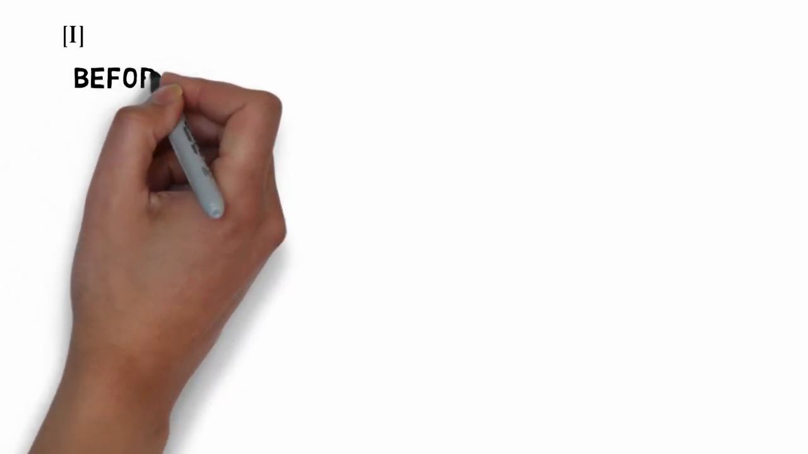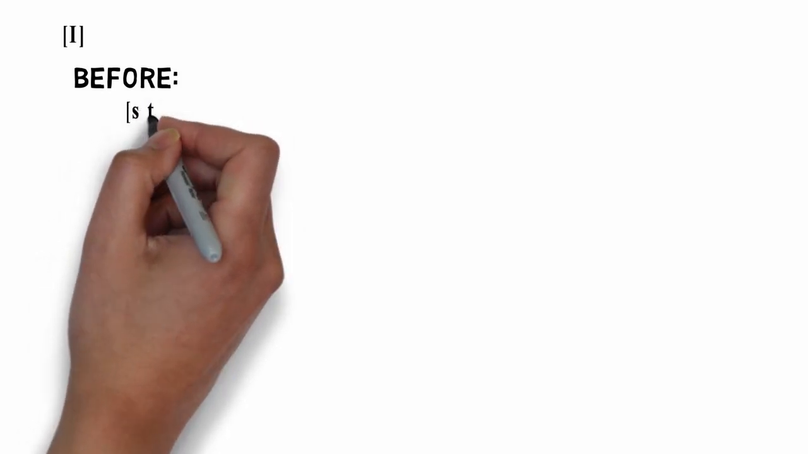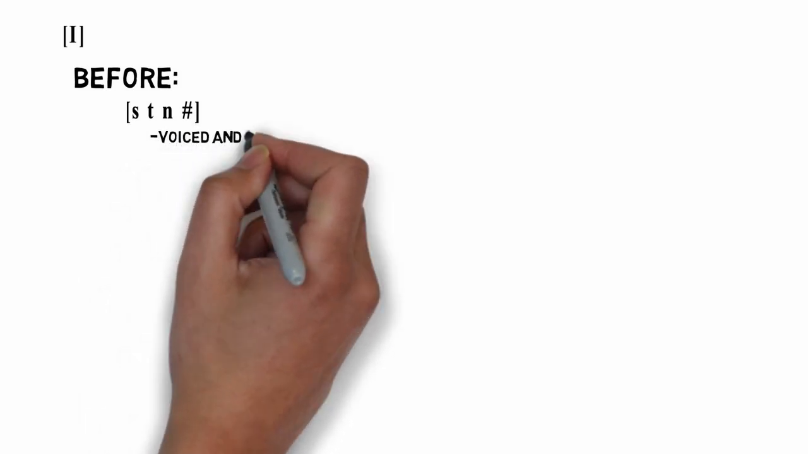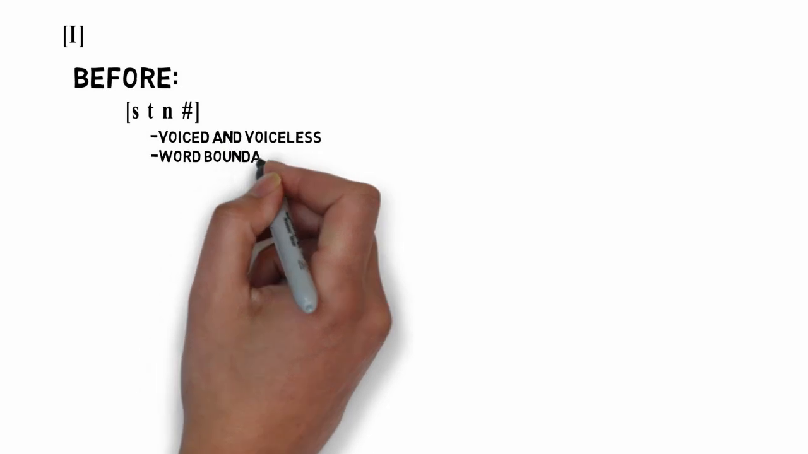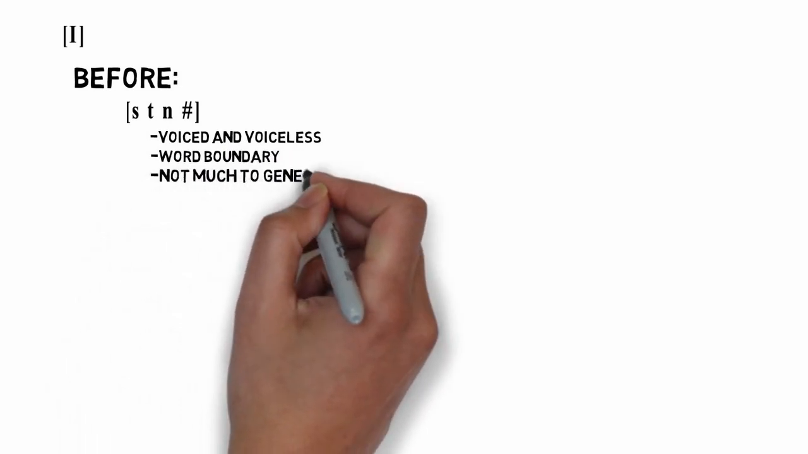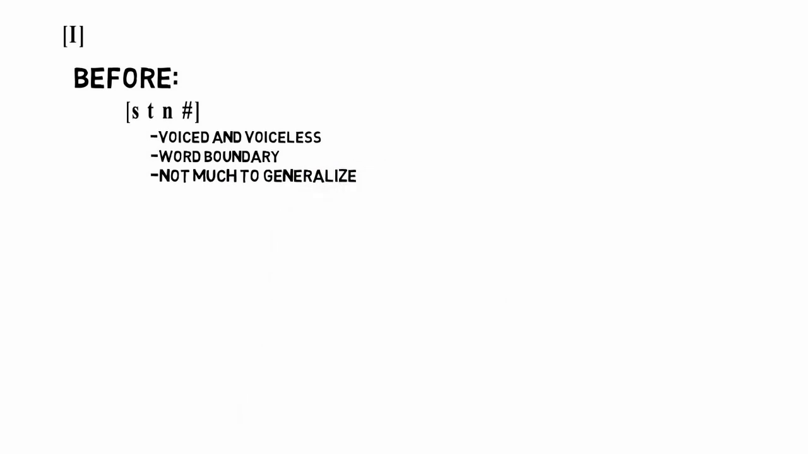Let's do the same thing for I. So everything before is s, t, n, and the start of a word. So here we have voiced and voiceless consonants, but then some things that aren't consonants, like a word start. There's not a whole lot we can generalize here. They don't all seem to occur in the same place. They might all be sort of alveolar-ish, except for the fact that there's a word start, so there's not a lot of generalization we can do here.